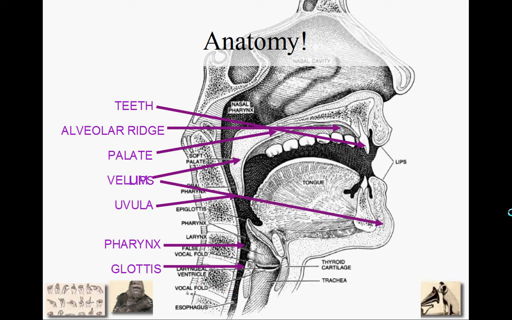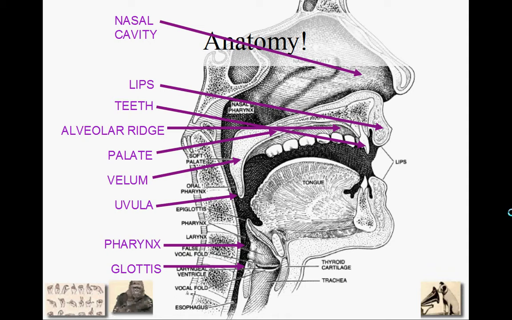And finally, we have the lips. And the lips are used in sounds like P and B and M, where your lips come all the way together to touch. So you can make speech sounds with all of these parts. And just to point out, here's the nasal cavity, which is not an articulator, but which will be important later.